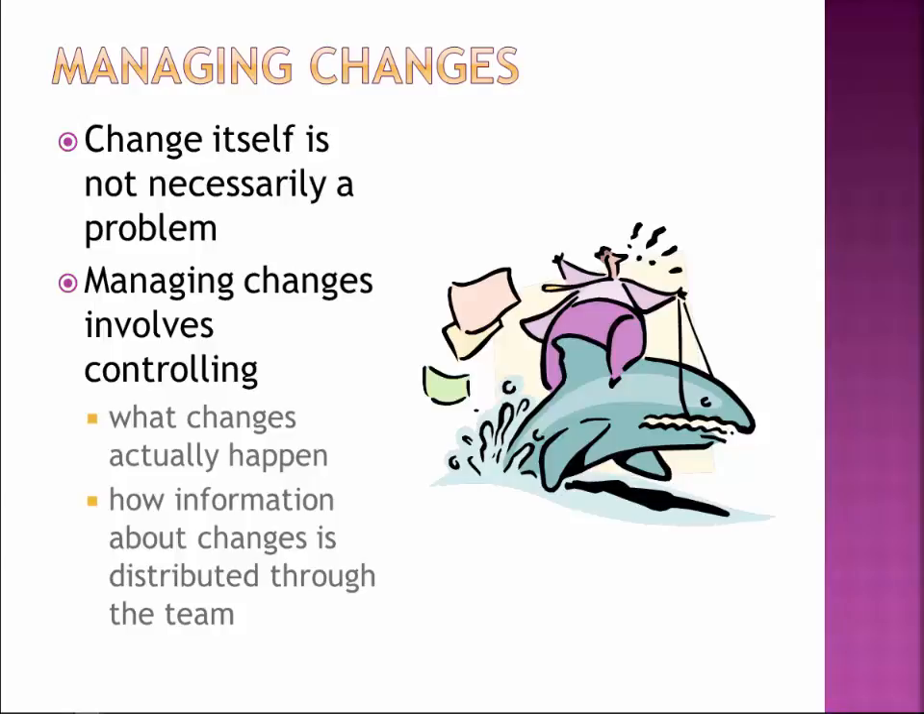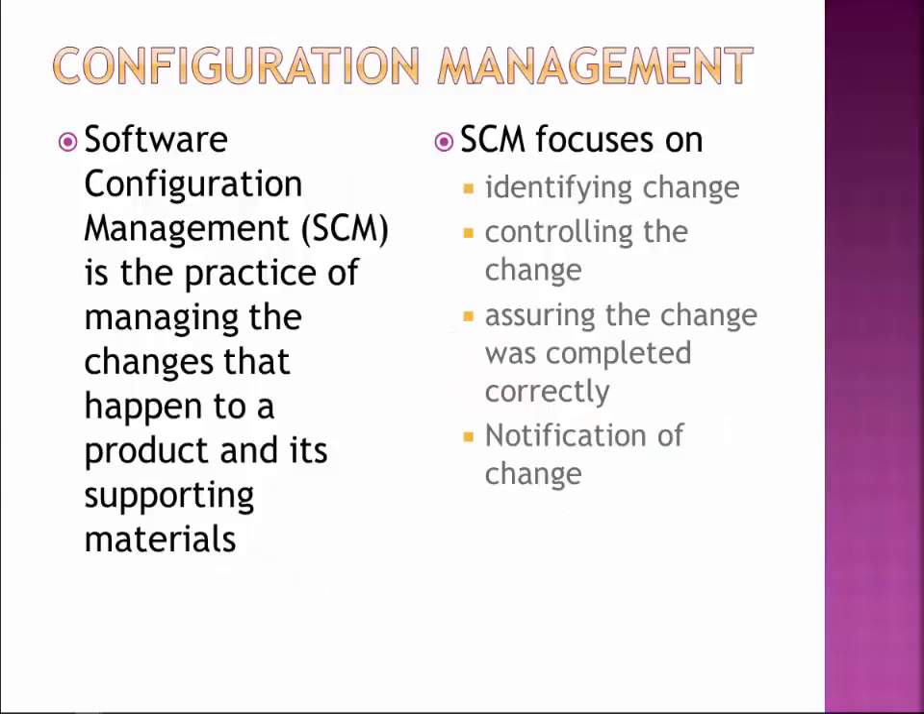So not every change that's happening is bad, and some changes are bad but need to be done anyway. Because if I release something on time that's useless, it doesn't do us much good. So configuration management, software configuration management formally, is the practice of making sure I understand what happens when something changes. And so we want to focus on identifying the changes that happen and what the ripple effect of that change is. Controlling the change, so having the change happen in an orderly fashion and in a way that we can predict, and assuring that we made the change completely and correctly with notification of what the heck just happened.